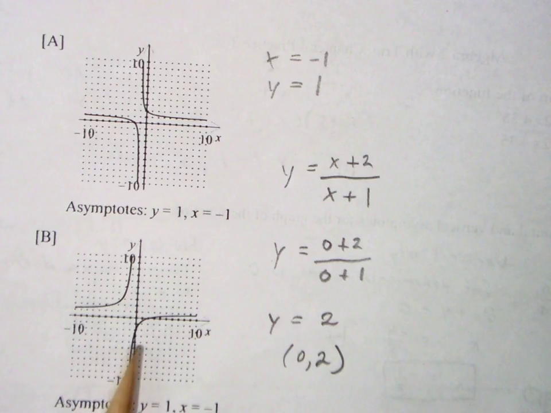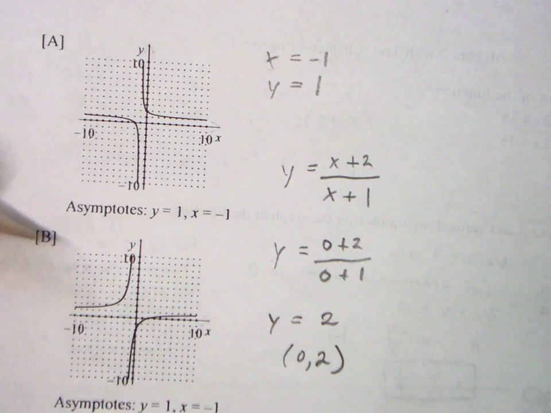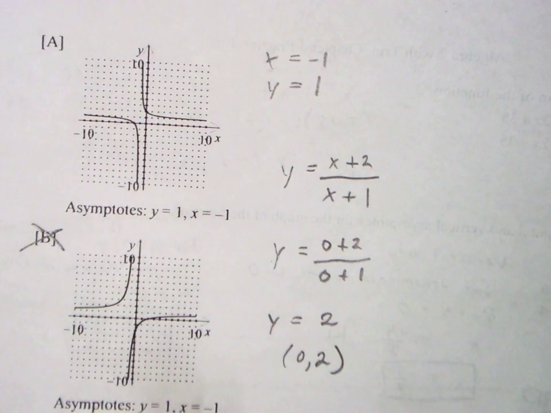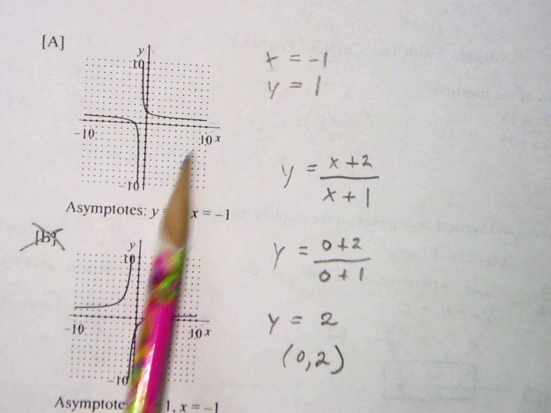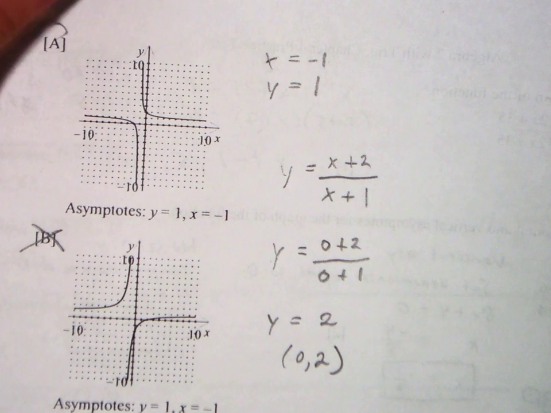Well, let's look at that. Choice B, if x is 0, then y is negative 2. So we know this is incorrect now. Therefore, if I look at this graph, if x is 0, y is 2. My answer is A.